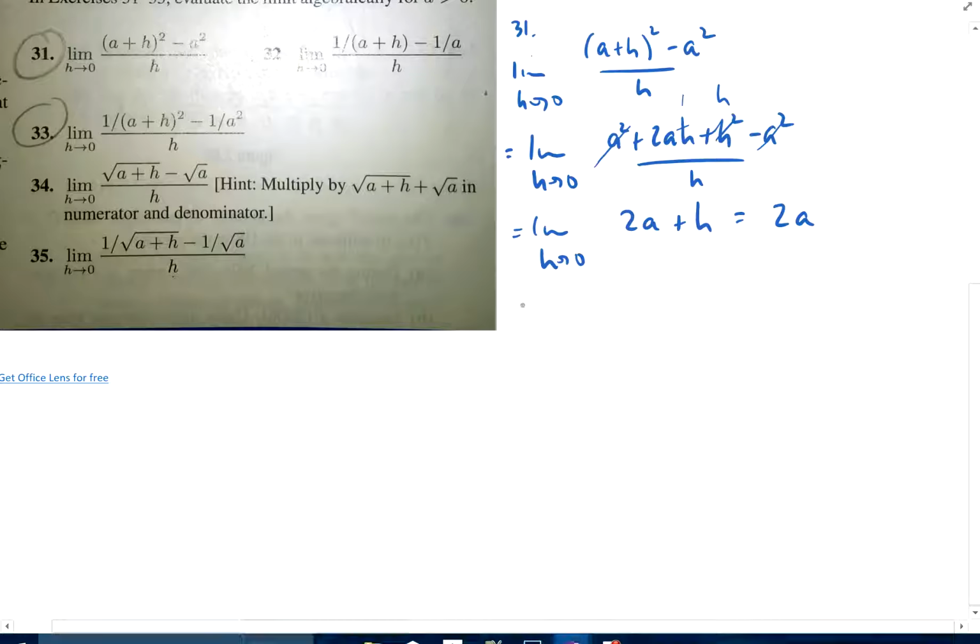All right, 32. Limit as h approaches 0 of 1 over a plus h minus 1 over a, all over h.